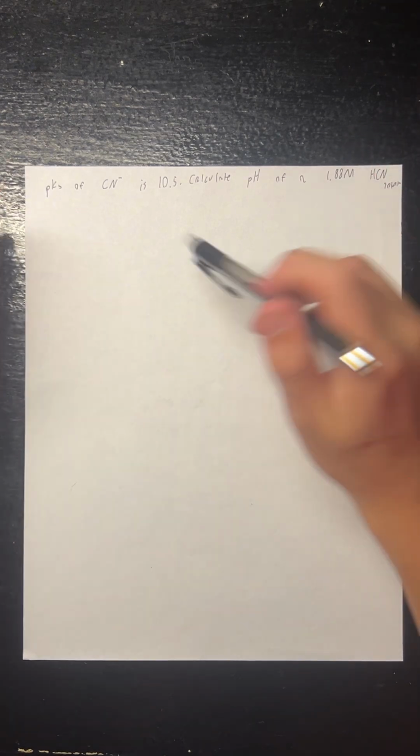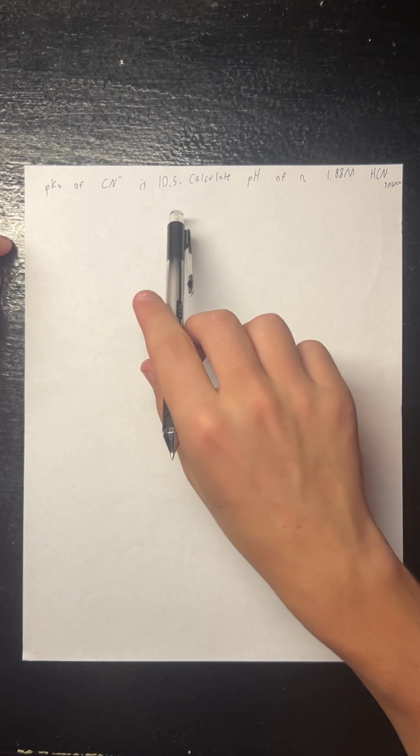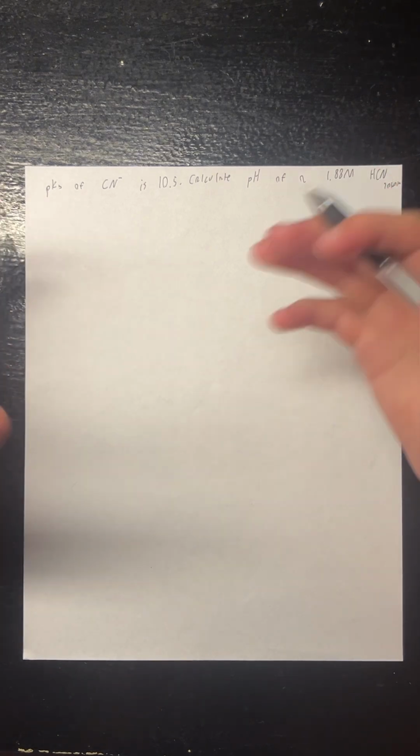Okay, so in this video, we'll be going over the quiz that we just had, the most recent one, quiz 29. So pKb of CN is 10.5, and our goal is to calculate the pH of a 1.88 molar HCN solution. So what we should first do is identify bases, acids, weak, strong.